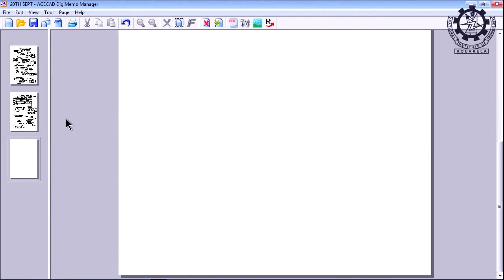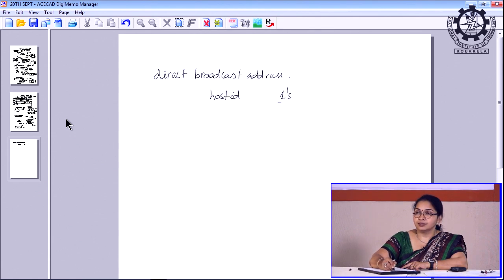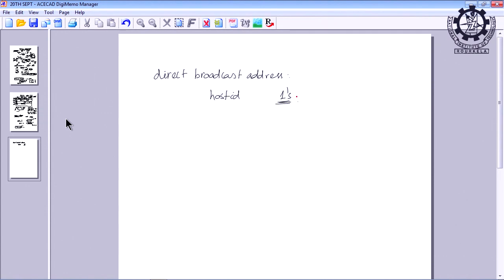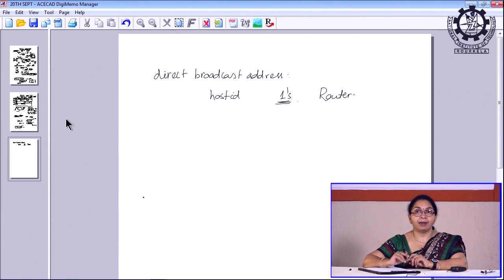Then there is another kind of special address called a direct broadcast address. In this, what happens? All the host IDs are ones. That means it indicates that the destination is all the hosts. The packet has to be delivered to all the hosts in the network. So, these kinds of addresses are specially used by the routers, because the router has to deliver the packet.